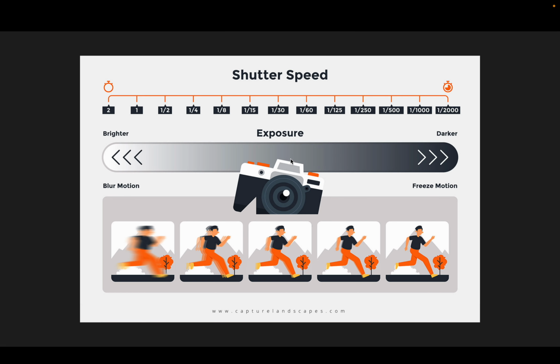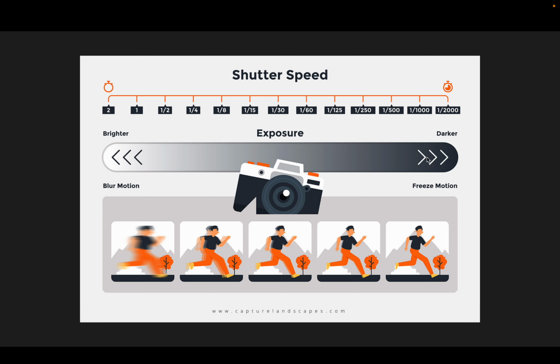And then another diagram here that also talks about the same idea of somebody running. At 2 seconds, or at 1 second, a half a second, you can see it's really, really blurry. And also the image is a lot brighter because the shutter speed, when you click it, remains open for that 1 second or that half a second. And that is allowing for more light to come in.